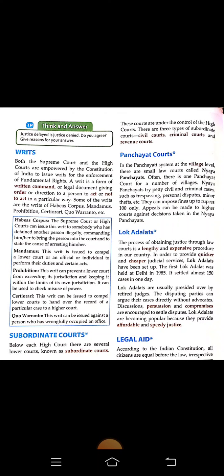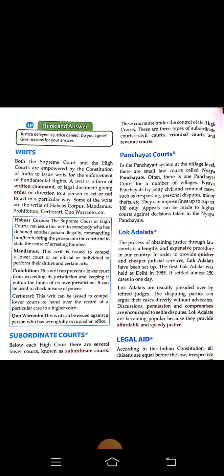Prohibition. This writ can prevent a lower court from exceeding its jurisdiction and keep it within the limits of its own jurisdiction. It can be used to check misuse of powers also. Certiorari. This writ can be used to compel lower courts to hand over the records of a particular case to a higher court. Quo warranto. This writ can be issued against a person who has wrongfully occupied an office.